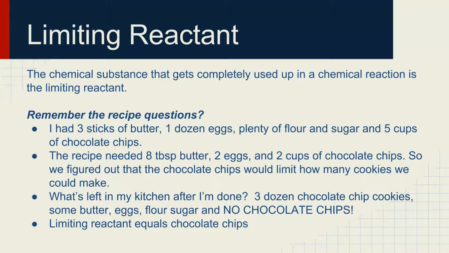So what's left in my kitchen after I'm done? Well, I have the product. I have 3 dozen chocolate chip cookies. And then I have some butter left over. I have some eggs left over. I have some flour and sugar left over, but I don't have any chocolate chips. So that means in this example, the limiting reactant was the chocolate chips.